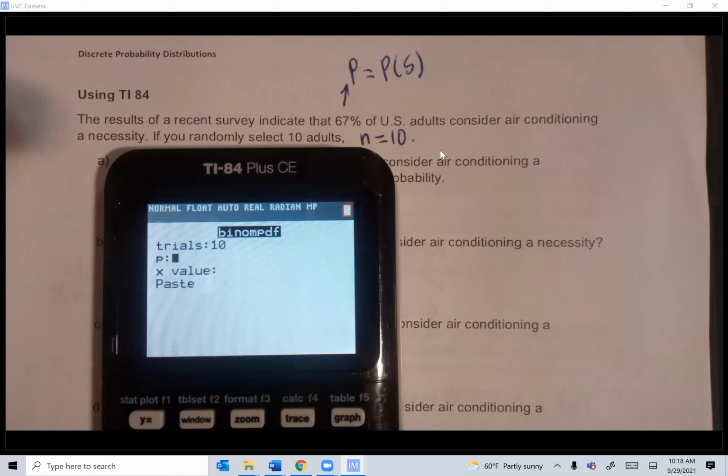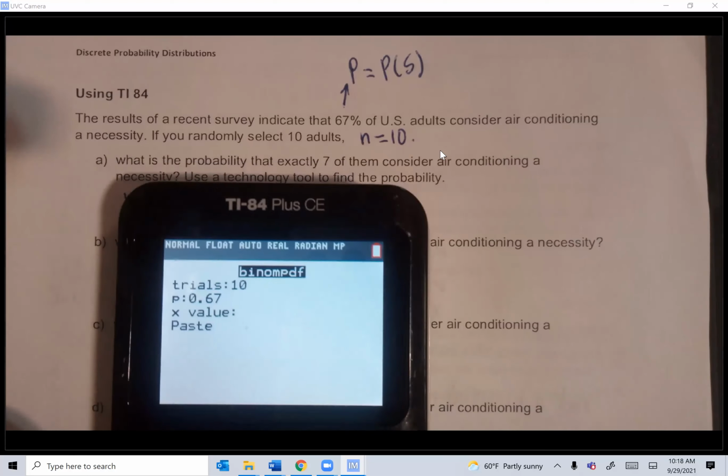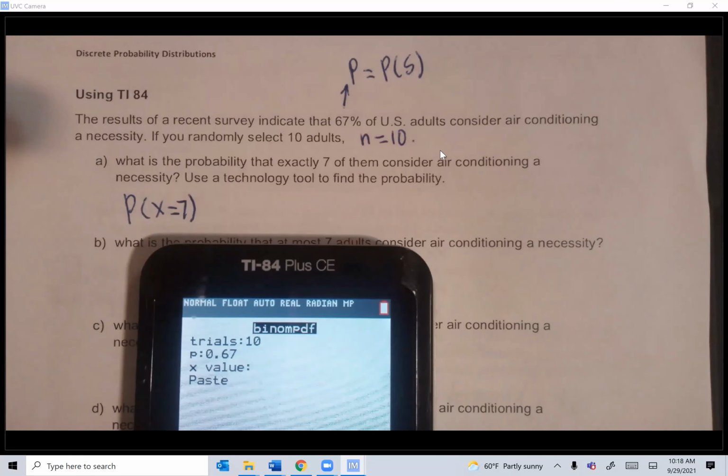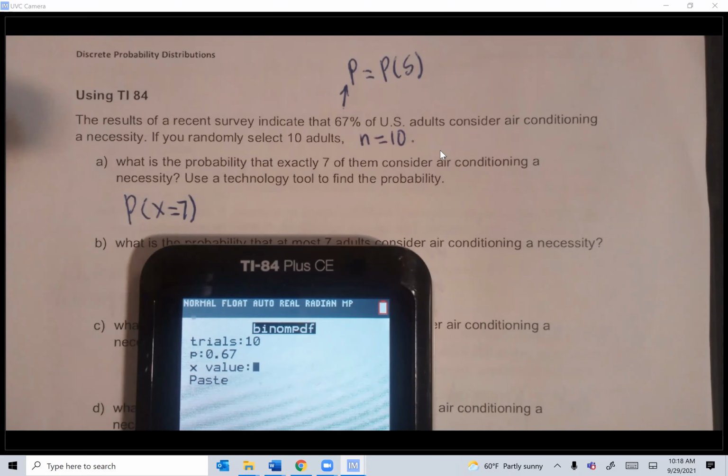5. I heard, which is 0.67. Change it to a decimal. You must change it to a decimal. What is he asking for? What's the X value that he's asking for, guys? He's asking for 7. So I'll put 7. And paste.